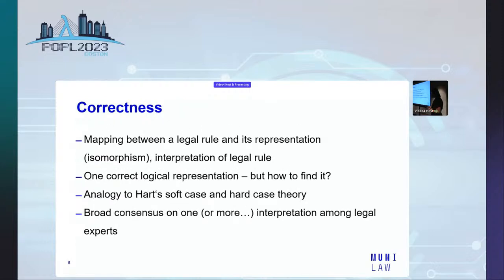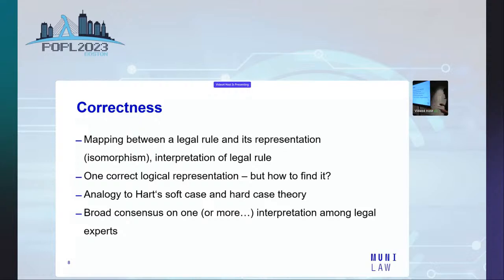So correctness, that's the crucial point, right? That's the mapping between the legal rule or text and its representation in logic. The thing is that there's an expectation that there should be one correct logical representation that is then used for the automatic reasoning and all the following steps. But how to find it, and is the question even whether it exists, because in some cases it doesn't necessarily need to be the case.